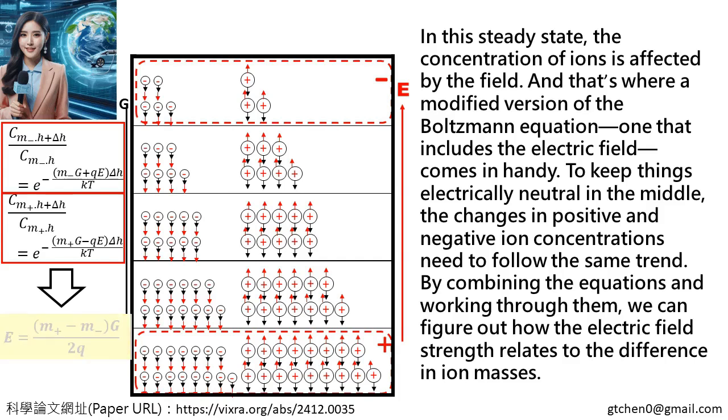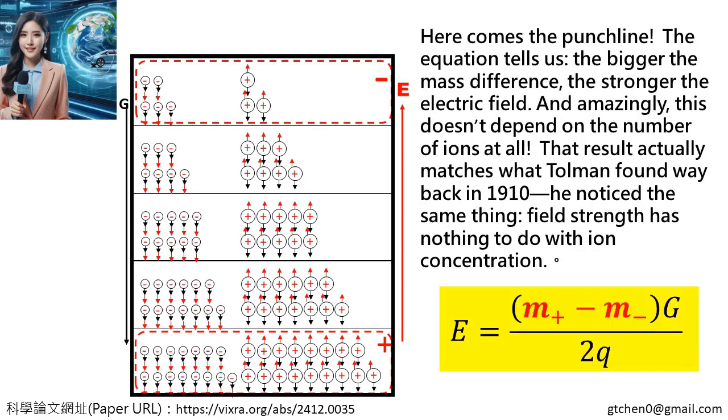To keep things electrically neutral in the middle, the changes in positive and negative ion concentrations need to follow the same trend. By combining the equations and working through them, we can figure out how the electric field strength relates to the difference in ion masses. Here comes the punchline. The equation tells us, the bigger the mass difference, the stronger the electric field. And amazingly, this doesn't depend on the number of ions at all. That result actually matches what Boltzmann found way back in 1910. He noticed the same thing. Field strength has nothing to do with ion concentration.